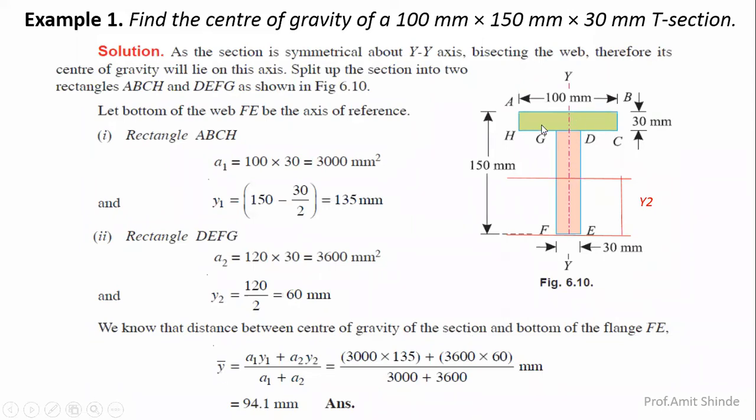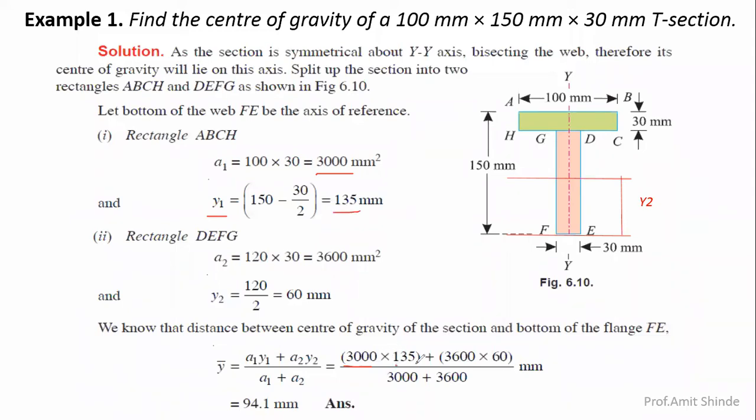Rectangle number 1 and rectangle number 2 together form a T shape, and the CG of that T shape we have to locate. To find this, the formula is y bar equal to a1 y1 plus a2 y2 divided by a1 plus a2. Now here we have found a1 is 3000, put this value over here.